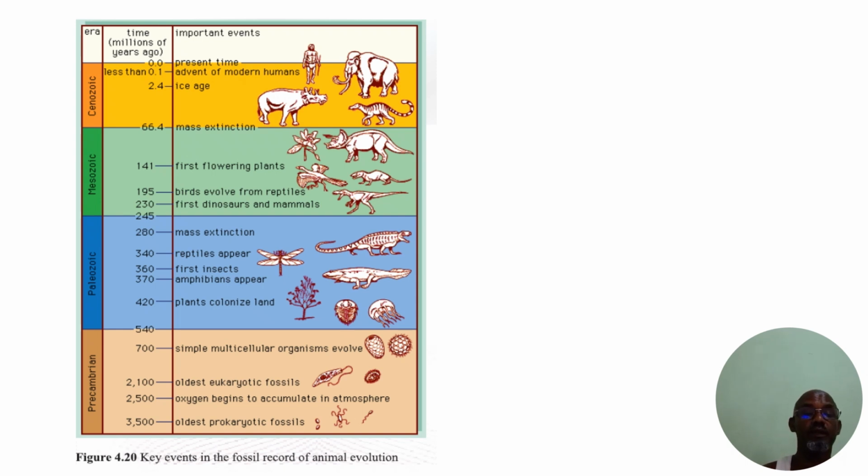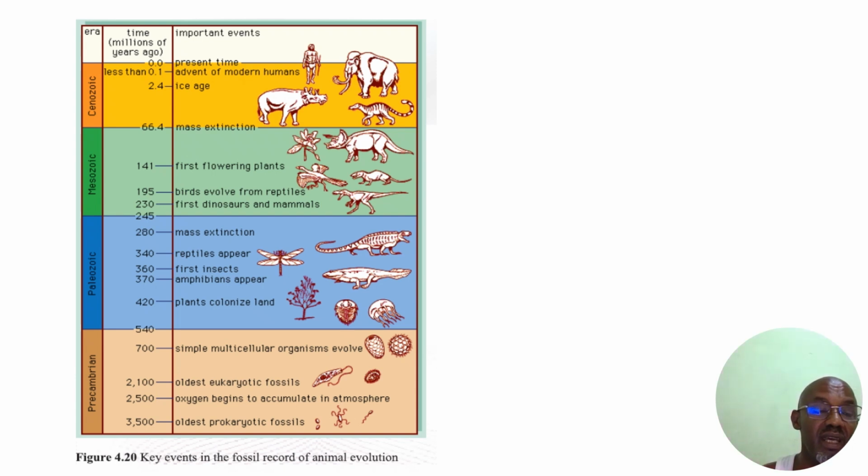Then you can see this. These are eras in geology and paleontology: Precambrian era, Paleozoic era, Mesozoic era, Cenozoic era. These are eras, time in millions of years. Then you can see the different types of organisms that appeared on our Earth depicted here.